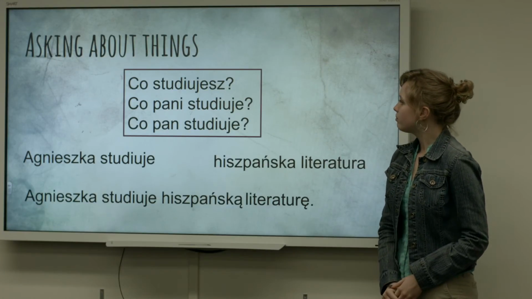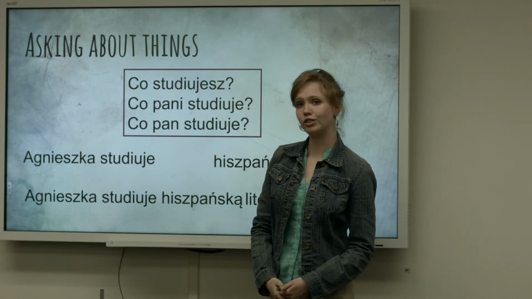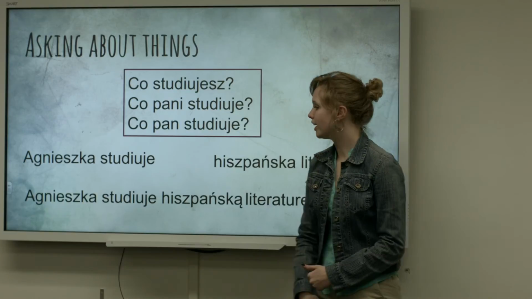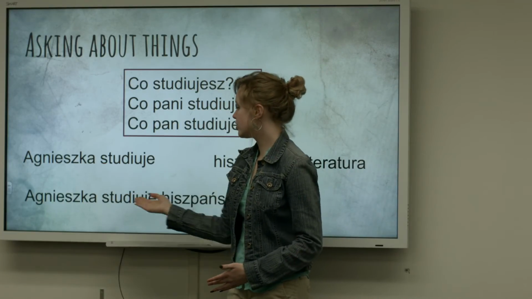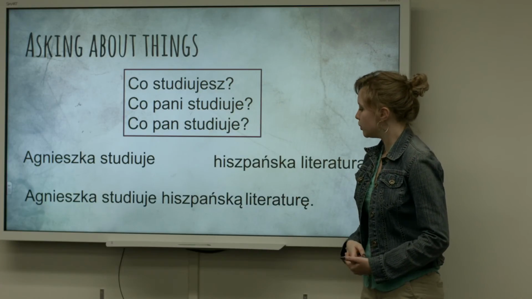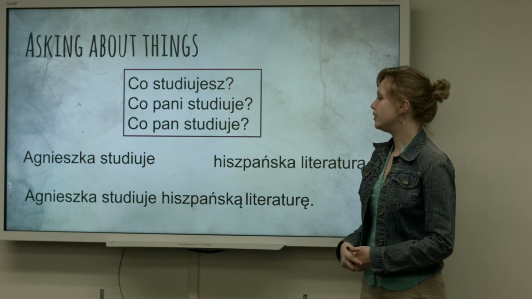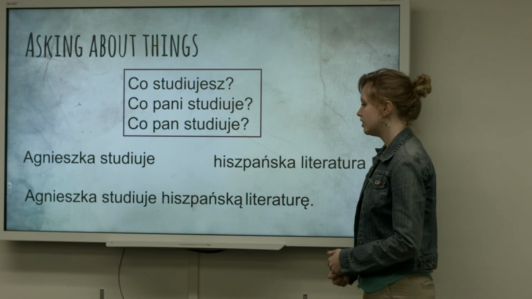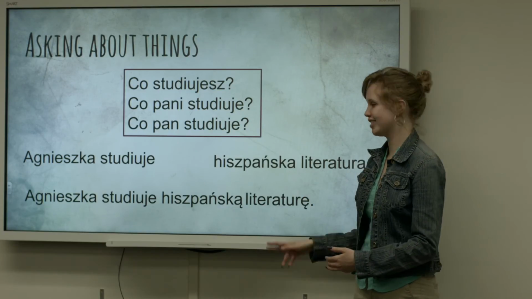So in this case, we could ask either "co studiujesz" or, if we were talking to someone about Agnieszka, we can say "co pani studiuje", and answer "Agnieszka studiuje hiszpańską literaturę." And so -ą or -ę is the feminine response in the accusative case.